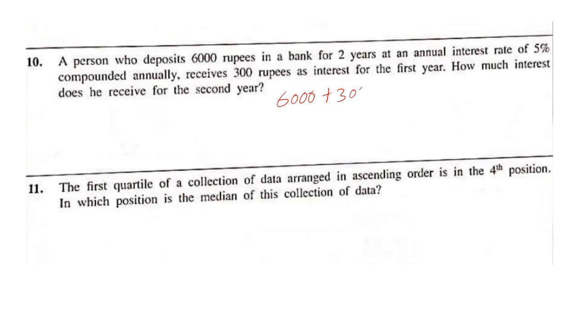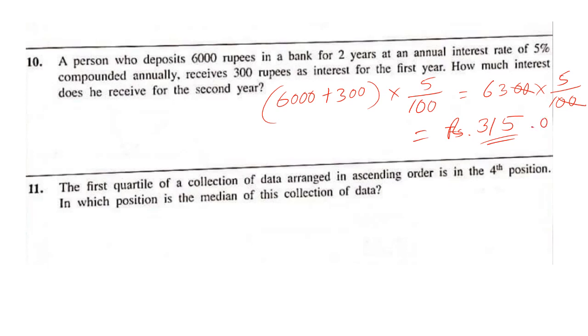6,000 plus 300, and he has to get an interest of 5%, right? Then you get 6,300 into 5%. Then you can cancel out this, and you get 5 into 3 is 15, 5 into 6 is 30, 30 plus 1 is 31, right? So he gets 315 rupees as the interest.